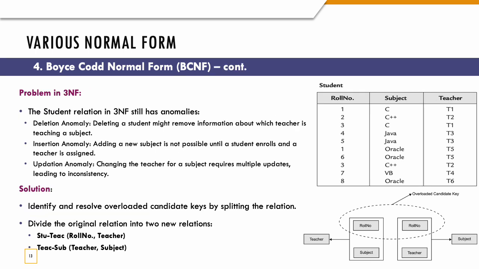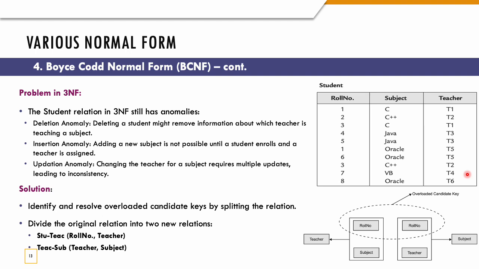First, we need to realize there are some problems in third normal form. There are some anomalies in the third normal form student table. There are three anomalies in this case: delete anomalies, insert anomalies, and update anomalies.